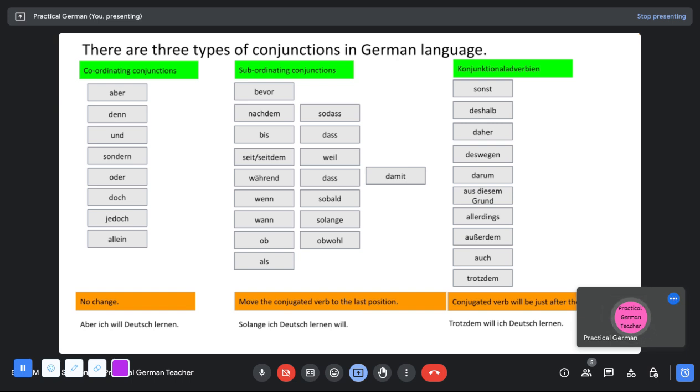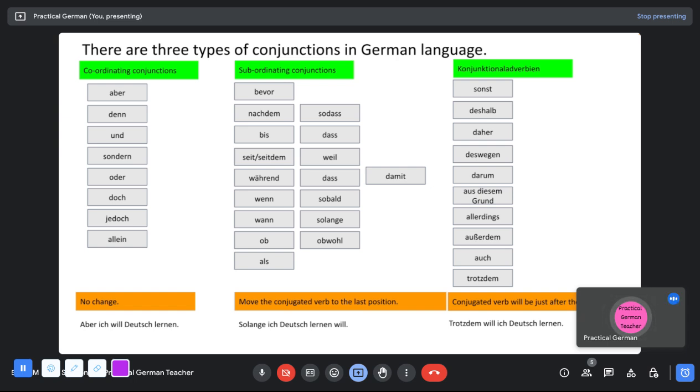Please, the session ends after 1 hour. Okay, so there are three types of conjunctions. Coordinating conjunctions are aber. Aber means but. Then denn, because, und, and, sondern. Sondern means something else. It's but, not exactly, but it's instead or rather. Okay, instead or rather. Oder is or. Doch, maybe like also.